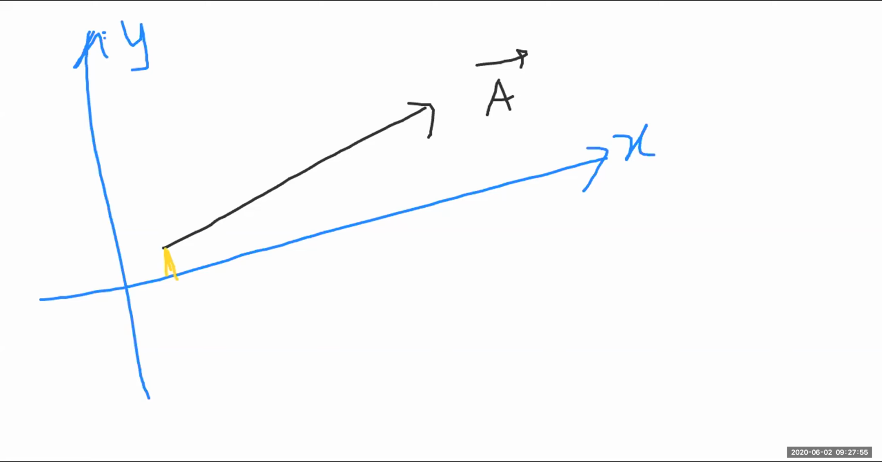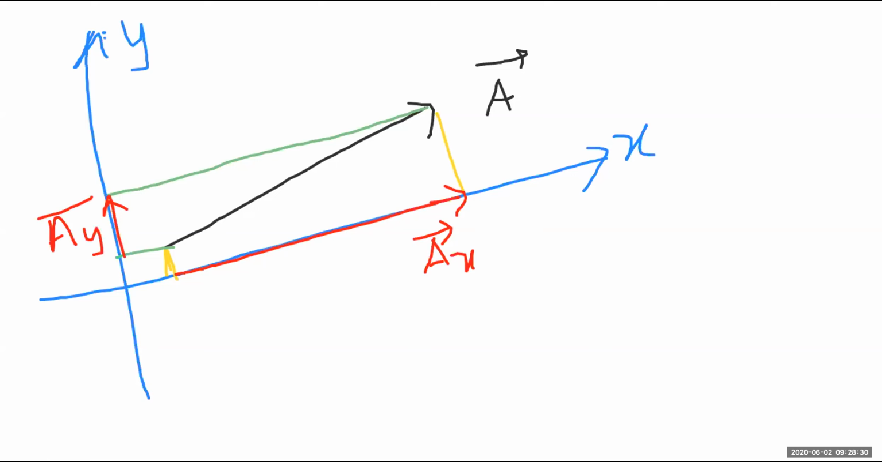And then from the head of the vector onto the x-axis. Then from the tail of the vector to the y-axis, and the head of the vector to the y-axis. Now, you can draw an arrow like so. This would be the x component of the vector A, and you can draw an arrow like so. This would be the y component of the vector.